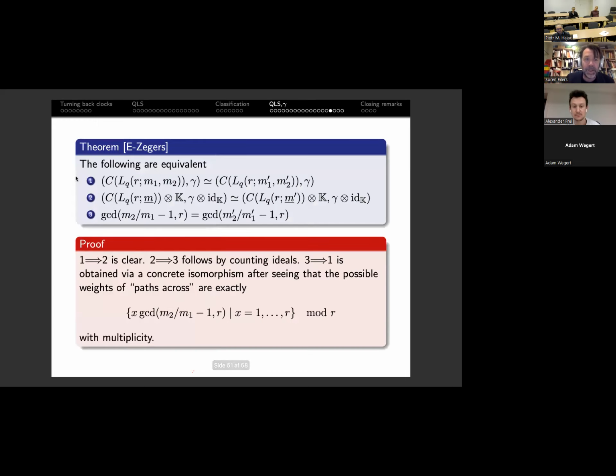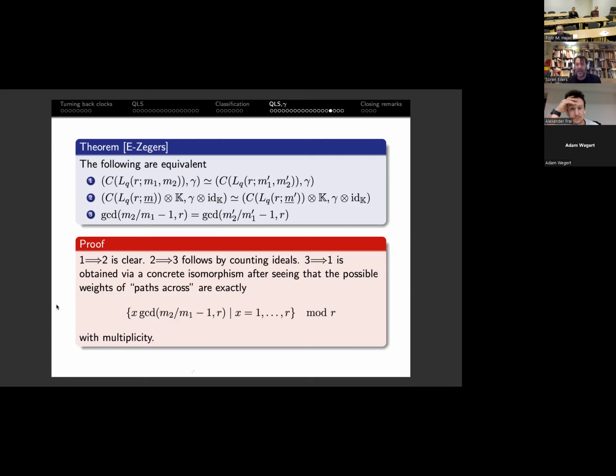So the main result we have is this one. Again, we can only really say something very systematic about the case where n is 2. So 2 C-star algebras, quantum length spaces will be gauge invariantly isomorphic if and only if they're stably gauge invariantly isomorphic, if and only if these numbers, the GCD of the quotient minus 1 up against R, is the same as the other number.